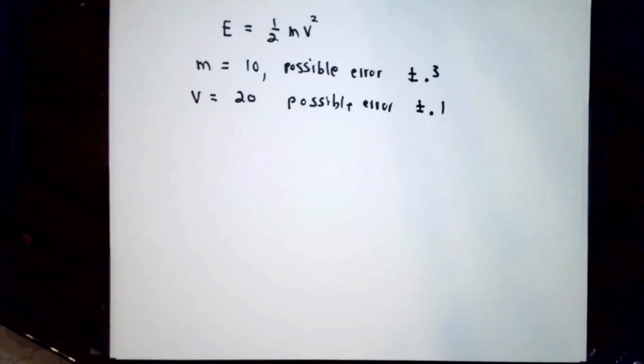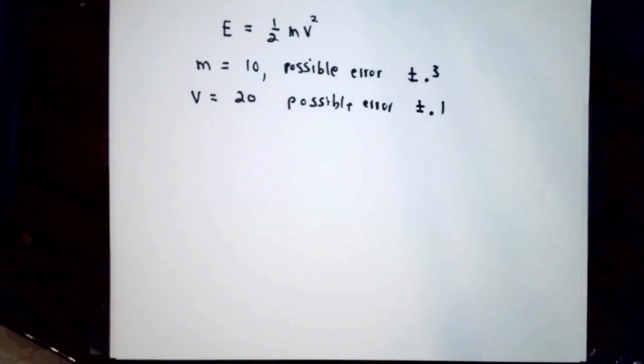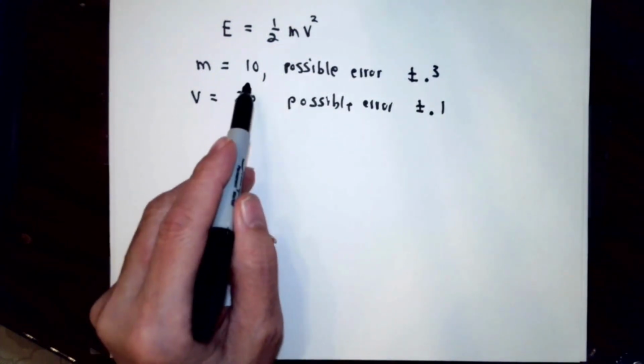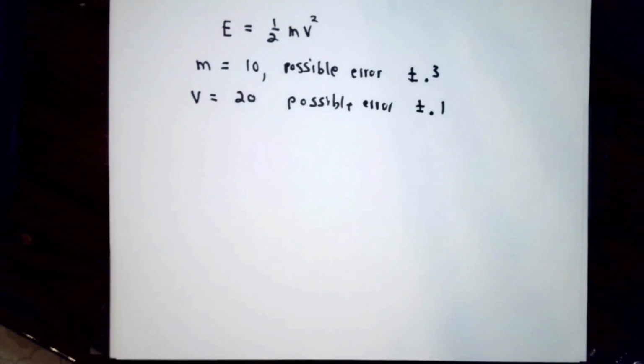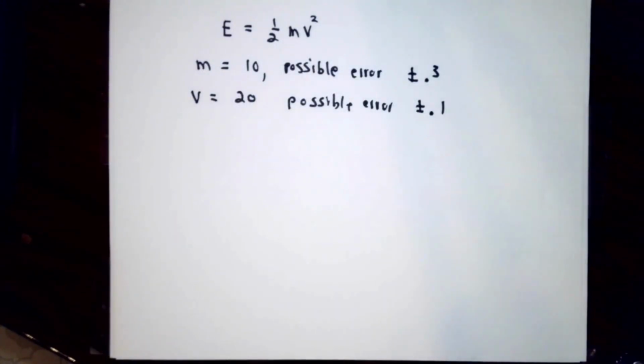For introductory purposes, people often look at problems like this. I'm going to calculate the kinetic energy of some object, but I've got a problem. No measurement process is perfect. If I measure the mass as being 10 kilograms, there is inevitably some uncertainty about that. So I'll think of a situation where the measured mass is 10, but I acknowledge that I could be off by as much as 0.3 of a kilogram, either overestimating or underestimating.